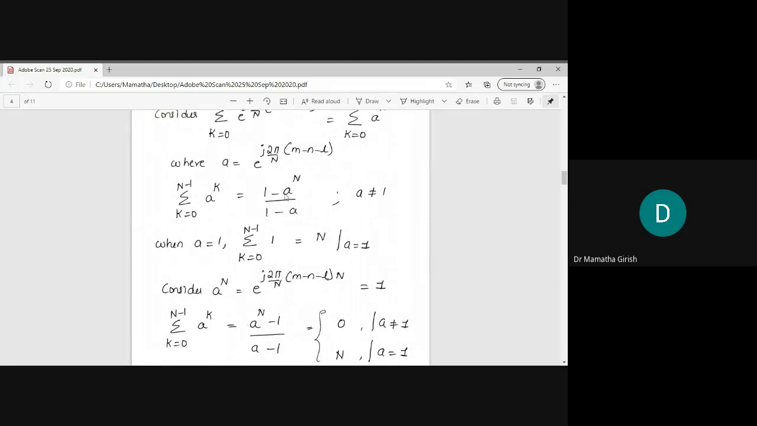Now, get back to this equation. If I substitute the value of a raised to the value capital N as 1, 1 minus 1 is what? 0. This whole term tends to 0 provided the value of a is not equal to 1. Accordingly, we say summation k varying from 0 to n minus 1, a raised to the value of k, this particular expansion will give me a value of 0 provided the value of a is not equal to 1. But if the value of a is equal to 1, the value is equal to capital N.